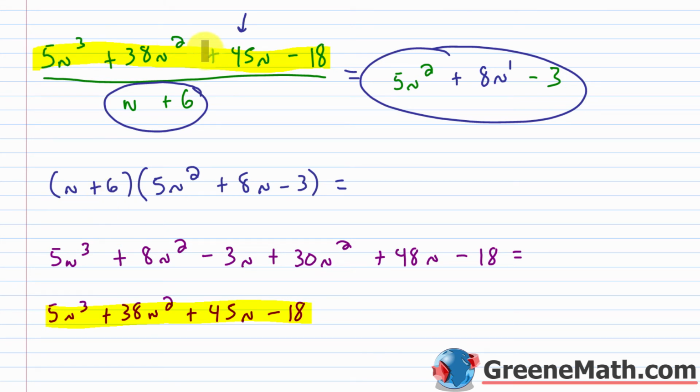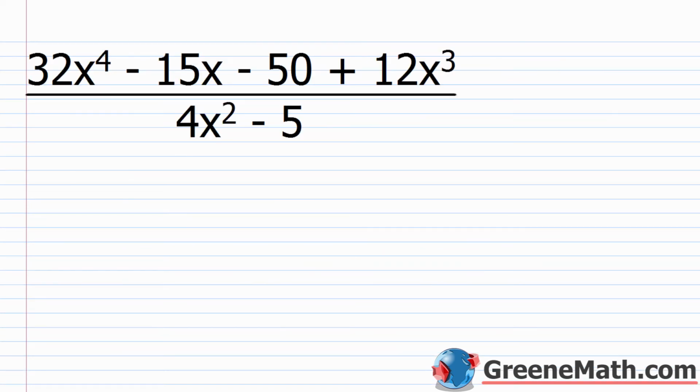When I take the dividend and divide by the divisor, I get the quotient. So my quotient, which is here, times my divisor, which is here, gave me back my dividend, which is here. So you're always able to check your division with multiplication. All right, let's take a look at one where you have some missing terms involved.